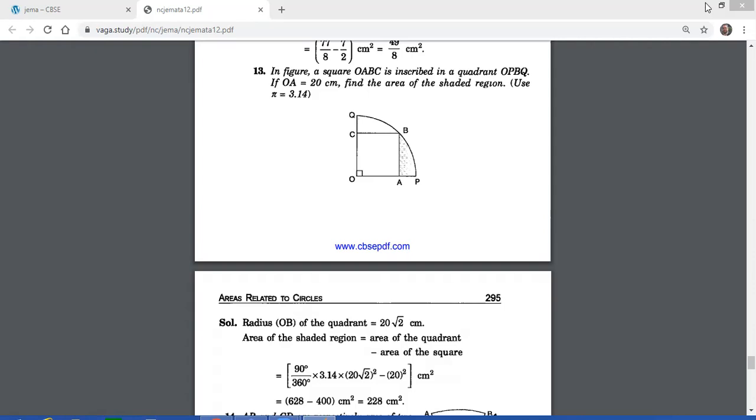Once you do that, it is very simple. The shaded area to be found is the area of the quadrant minus the area of the square. For the area of the quadrant, again I'm using pi r square theta by 360. I can use 1 by 4 pi r square minus the area of the square. The area of the square is 20 square. When I calculate this, substituting the value of pi as 3.14 as given, 628 minus 400, we get the answer as 228. So 228 centimeter square will be the shaded area of this question.